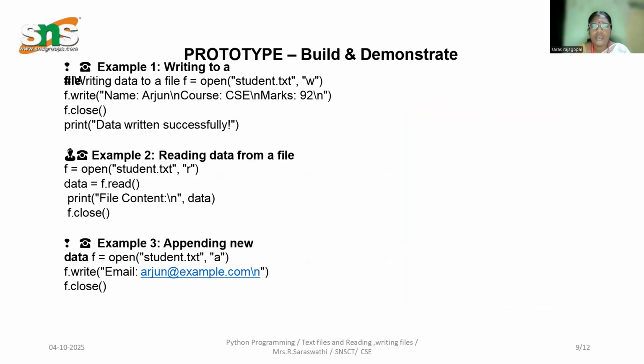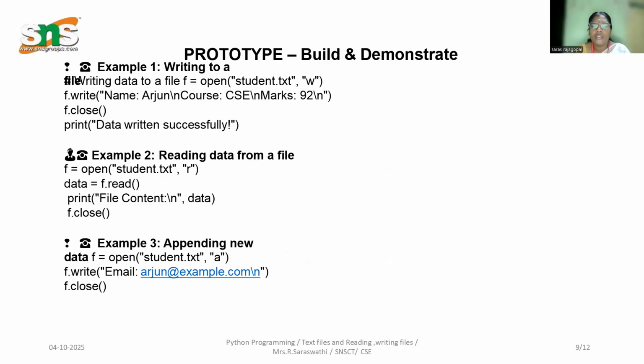Writing data into a file. f = open('student.txt', 'w'). It opens a file in write mode for writing the content. f.write('Name Arjun, course CSE, marks 92'). The data will be stored into the file student.txt. Print data written successfully.